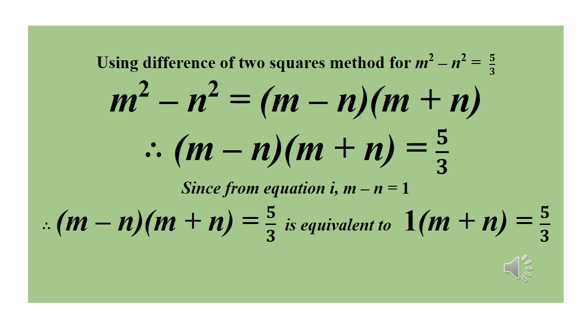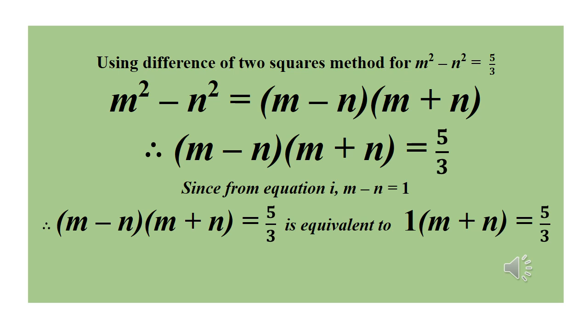So we use the difference of two squares method for m squared minus n squared that we can find in equation 2. Solving it using difference of two squares, it will give us (m minus n) times (m plus n). So if we plug that in, equation 2 will now become (m minus n)(m plus n) equals 5 over 3.